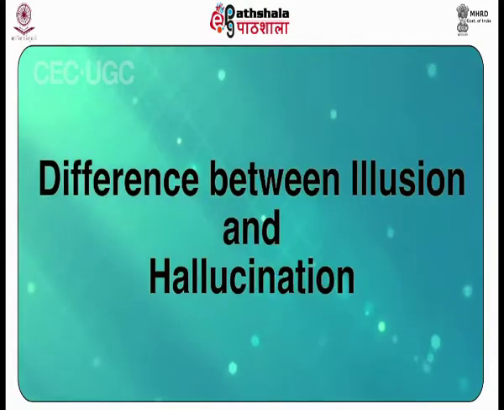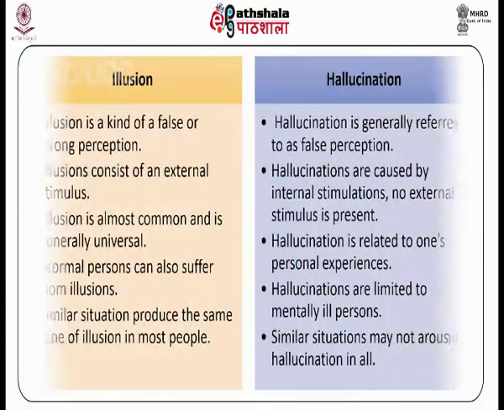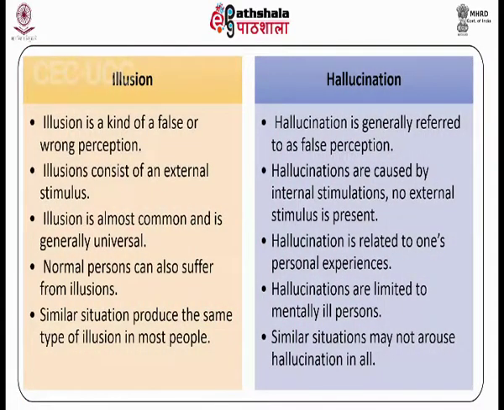So, if we look at the difference between illusion and hallucination, illusion is a kind of false or wrong perception. It consists of an external stimulus. It is almost common and is generally universal. Normal persons can also have illusions, and similar situations produce the same type of illusion in most people.